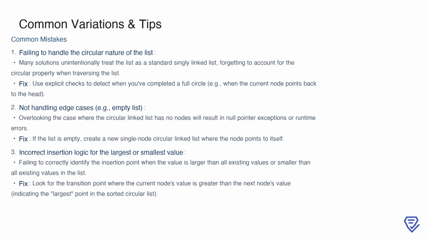To handle this correctly, you can identify the transition point in the list where the current node's value is greater than the next node's value. This indicates the largest value, and any insertions at this boundary should appropriately wrap around the list to maintain sorted order.